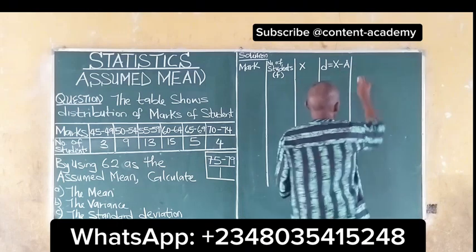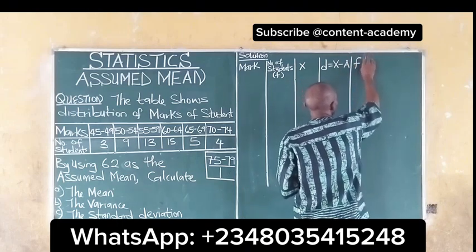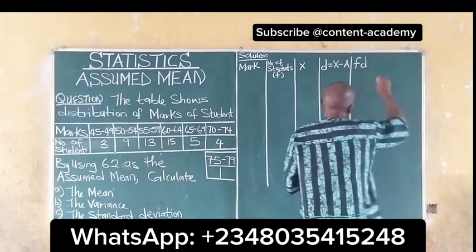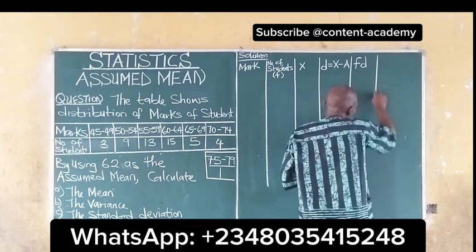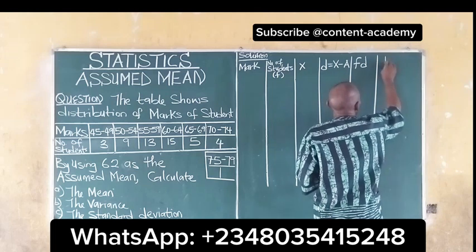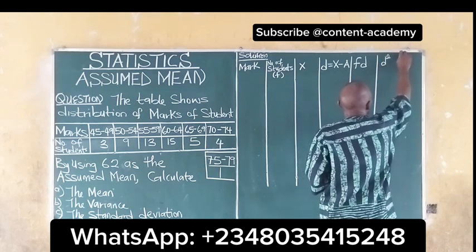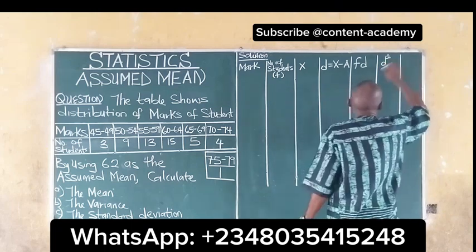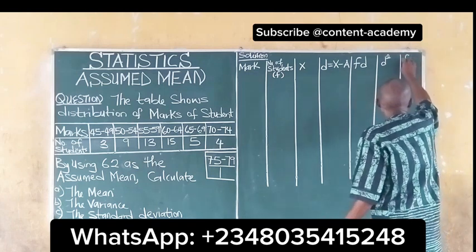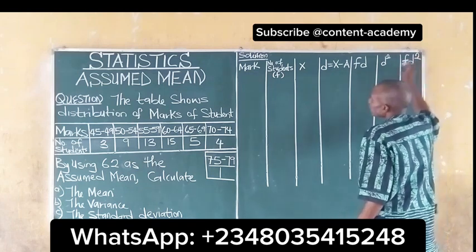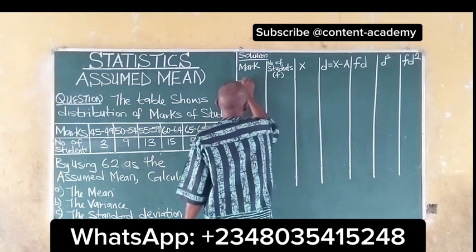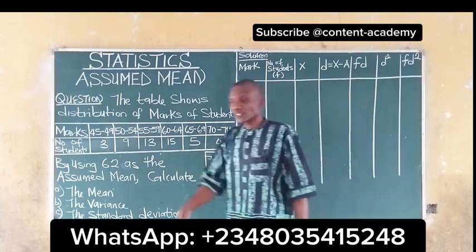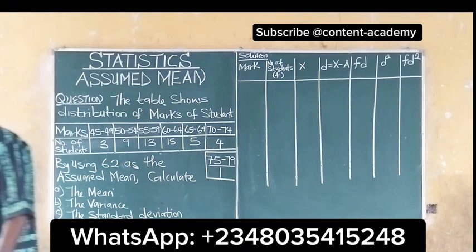We'll have our values for fd, frequency times the deviation. We also have our values for d squared, and we'll have our values for fd squared. So these are the different columns we'll have while treating this question.